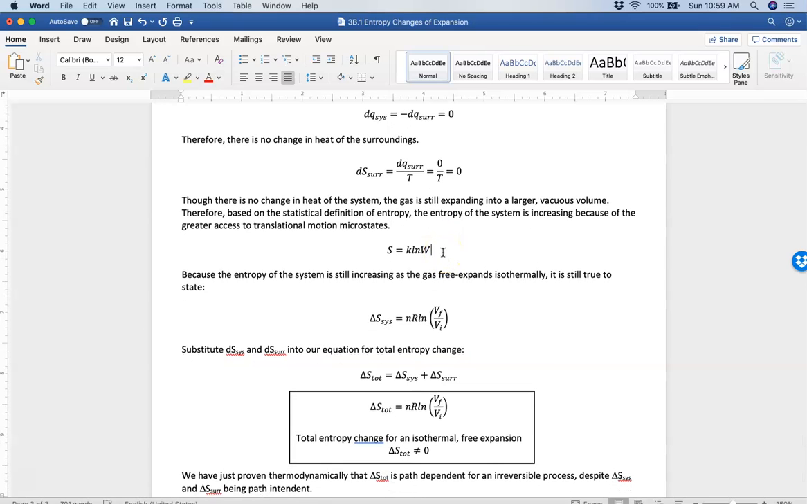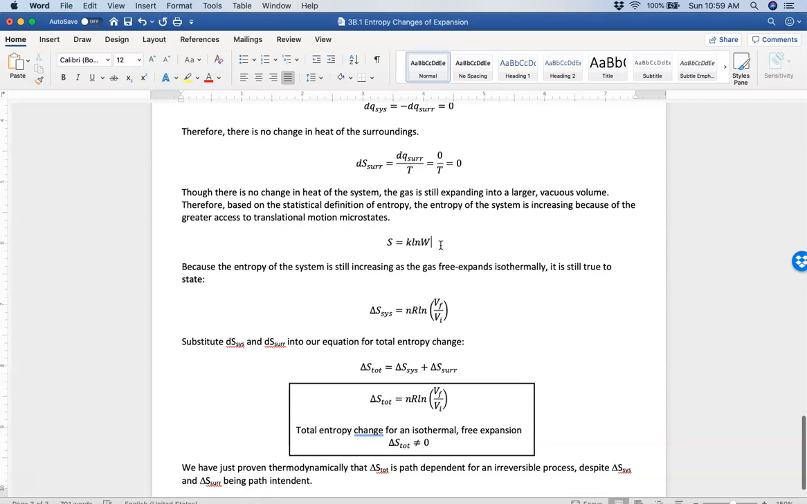So let's put that into context. As this system expands into a vacuum, right, no work is being done, and there's no exchange of heat. So usually you would say, well, if there's no exchange of heat, just like we see dq surroundings, you would say, oh, the change in entropy of the system must also be equal to 0. If that were the case, that means that gas actually would not freely expand into a vacuum. It would just stay where it is, which we know is not true.